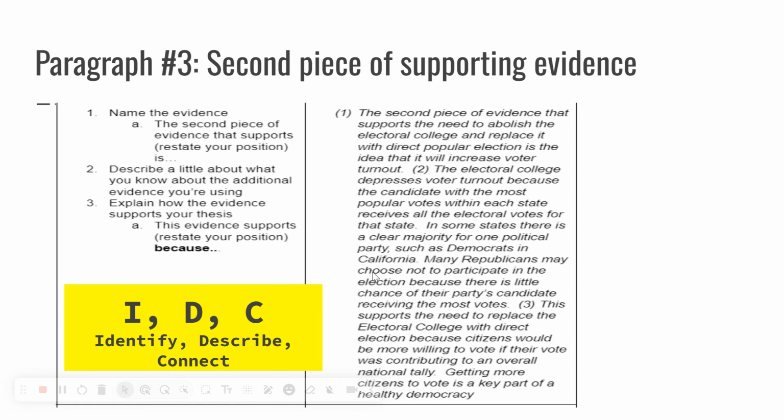So I have to, again, just name the evidence. The second piece of evidence, be specific, that supports the need to abolish the Electoral College and replace it with direct popular election is the idea that it will increase voter turnout. So let me just talk about this a little bit now.